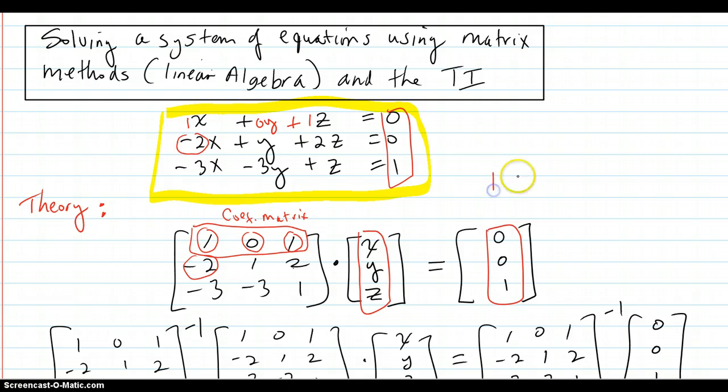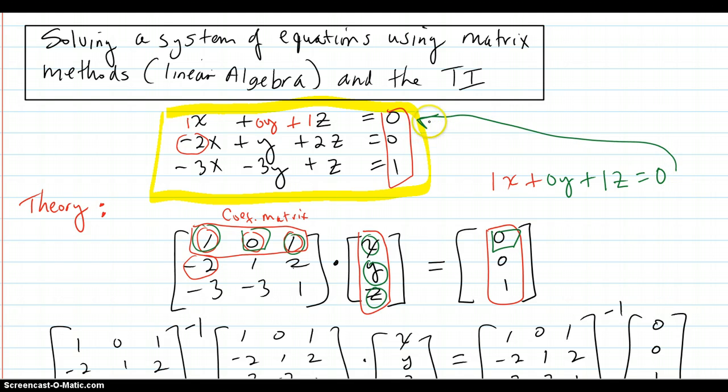So 1x plus 0y plus 1z equals 0. And that's that first equation right there.